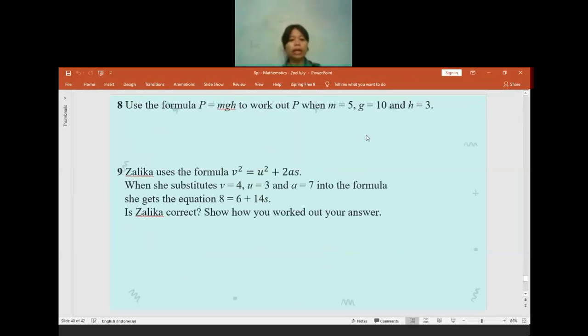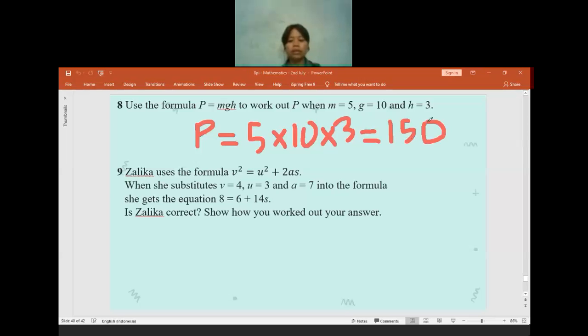Okay, for question 8. What number will it be for question 8? I have the formula: P equals M times G times H. This is the formula in physics. When we already have M equals 5, G equals 10, and H equals 3, the P will be 5 times 10 times 3. How much will it be? 5 times 10 times 3 equals 150. Is there anyone who gets confused? Feel free to ask if you have any difficulties. No? Okay, if no confusion, let us move to question 9.